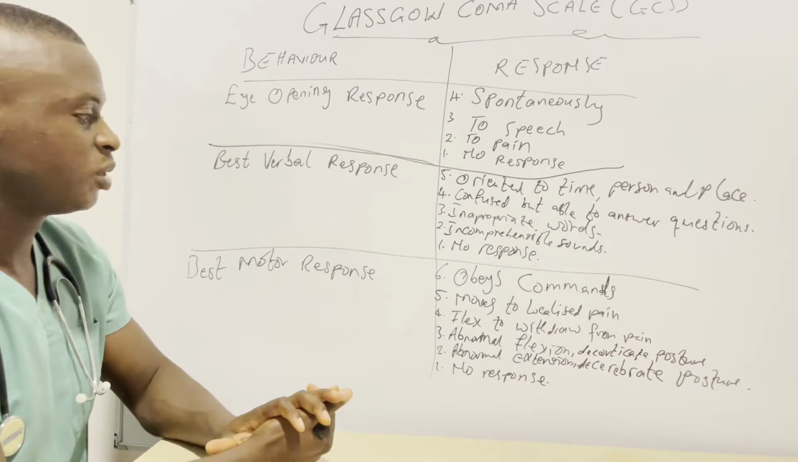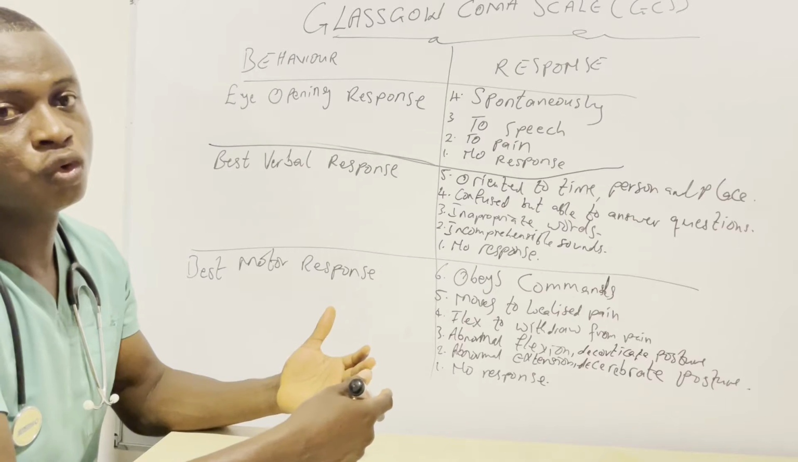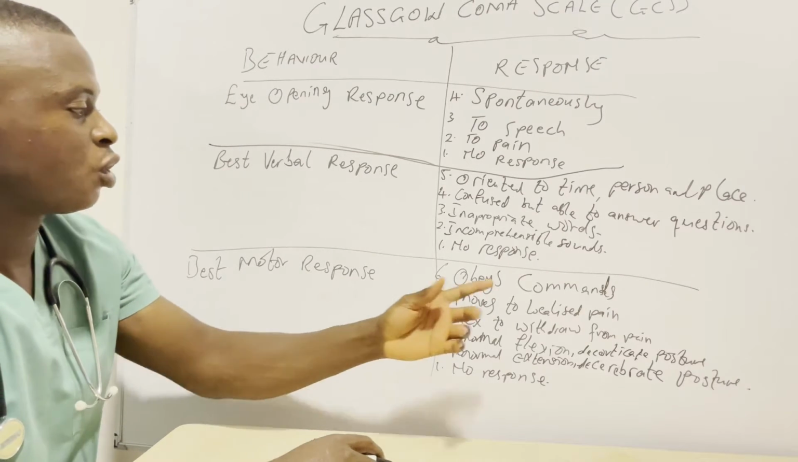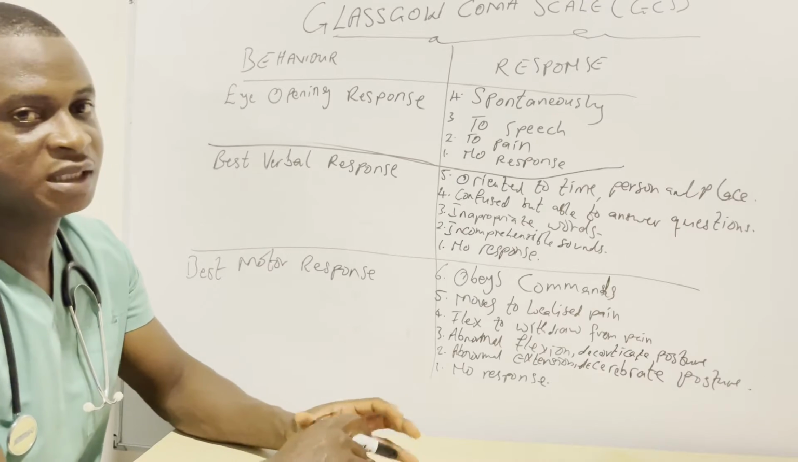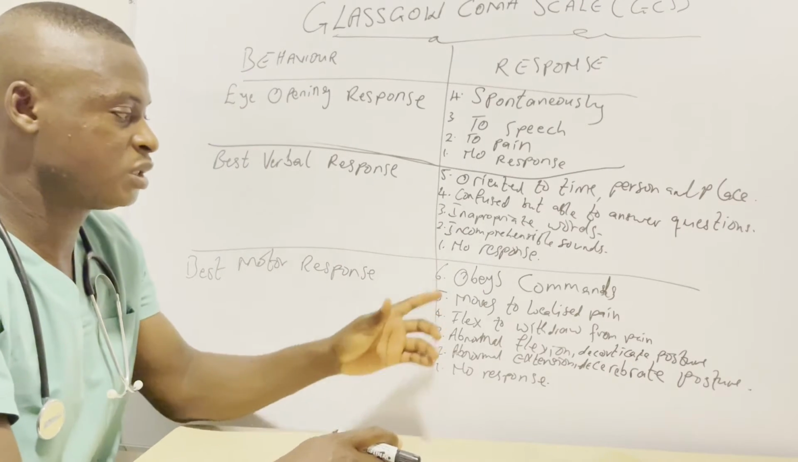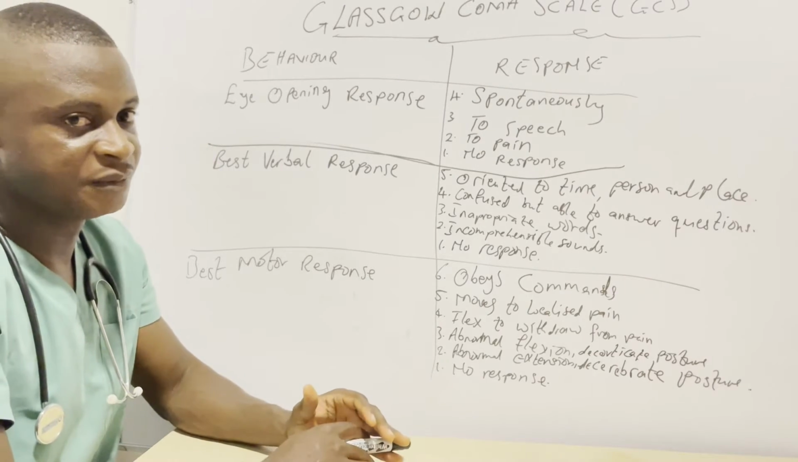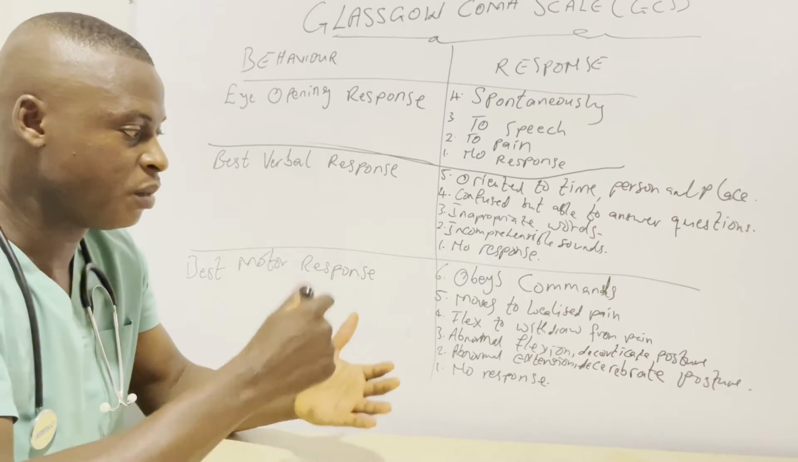So the best motor response is when the patient is able to use some parts of the body. Okay, all right. So the patient is able to obey commands. If you say, "Patient, raise your hand," the patient is able to raise it. The patient has scored 6. "Patient, raise your head." The patient is able to raise the head. It means the patient has scored 6. He's able to obey commands.